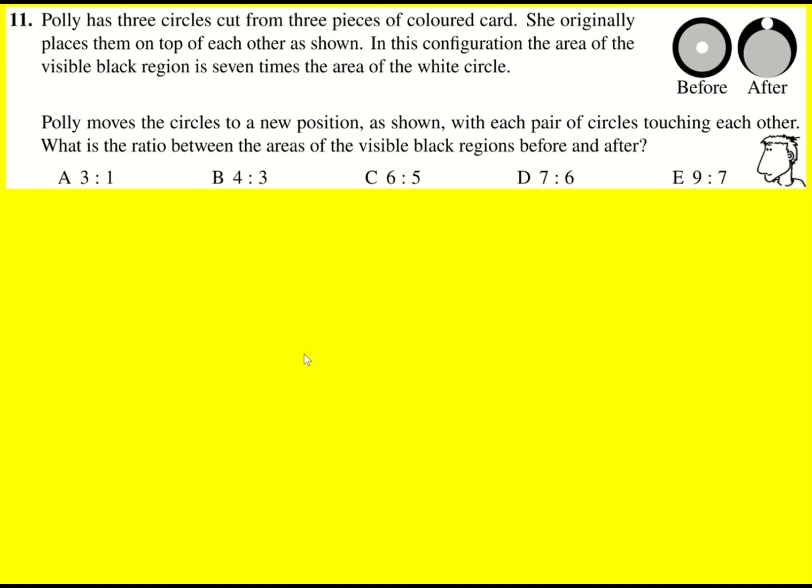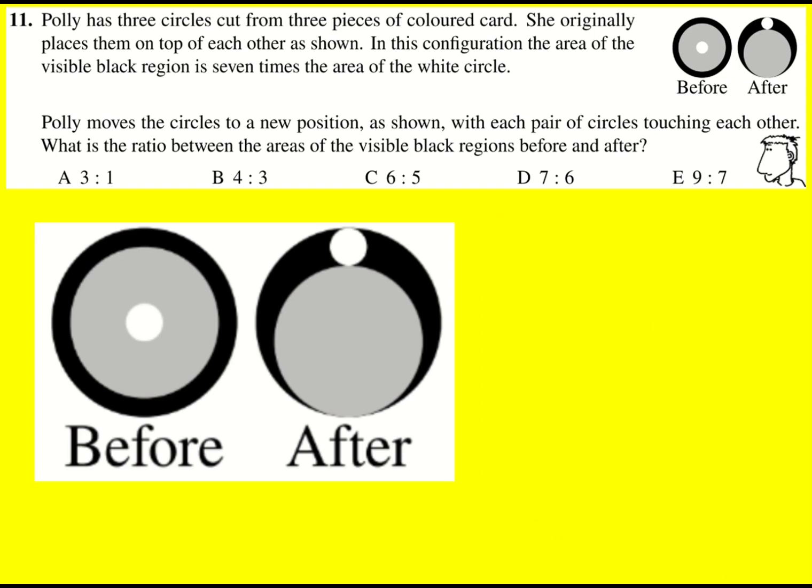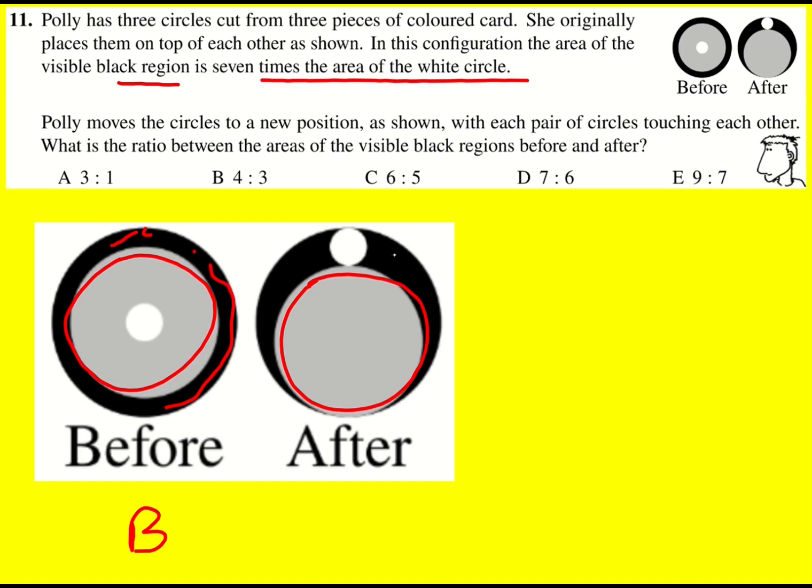I did this question a really complicated way, so I'm going to talk about that to be fair, but let's first of all look at the quick way of doing it. The key thing is all about the fact that the visible black region is 7 times the area of the white circle. So let's say originally the black region is, let's just call it capital B. When we move it around, we've still got the same area here as here, but the black area is going to be reduced by the area of the white circle.